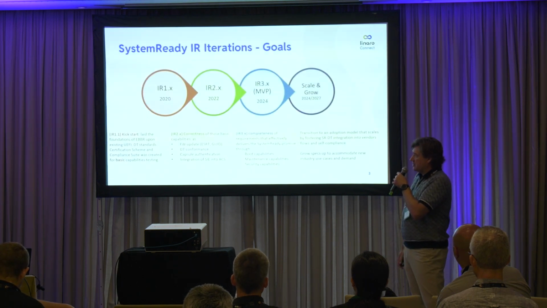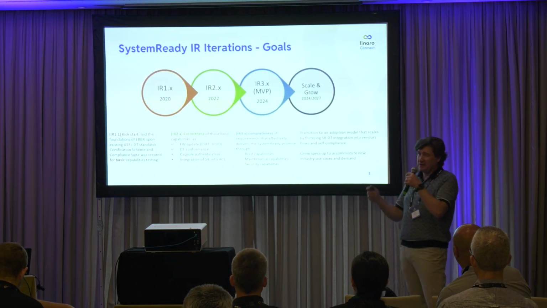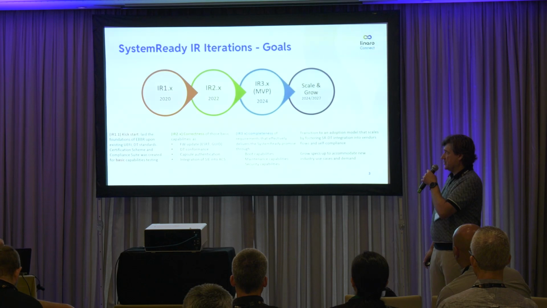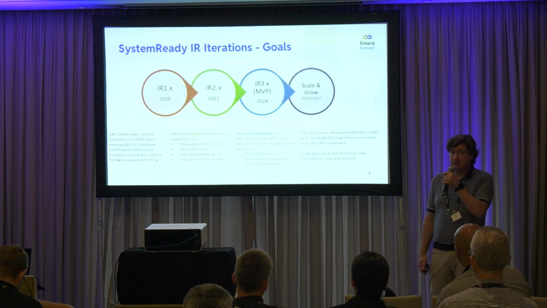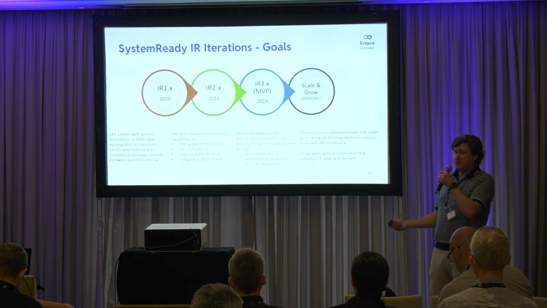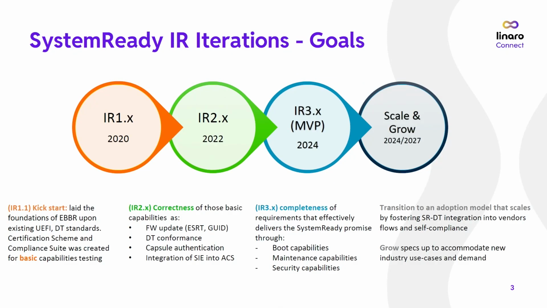This is what we have done over the years, the historical roadmap, if you like. When we started back in 2020 with the first release of the IR, it was a 1.0. At that time we started laying the foundations of what SystemReady was supposed to be: defining the EBBR, providing tools around the ACS, the certification scheme, and so forth. That was the beginning, just laying the foundations.